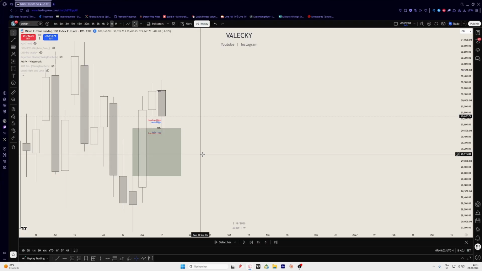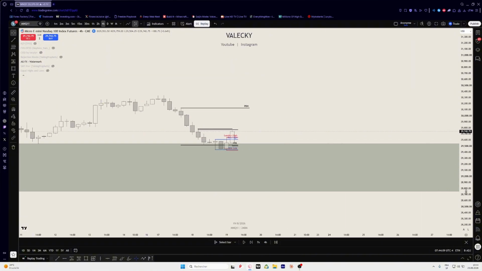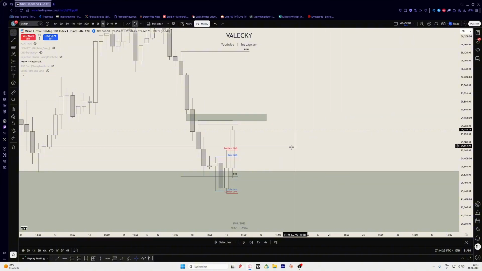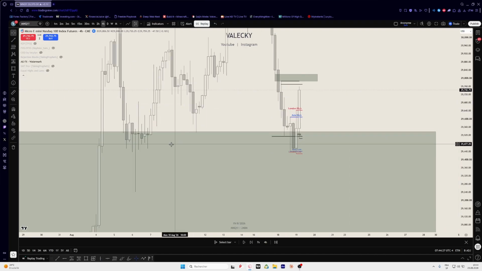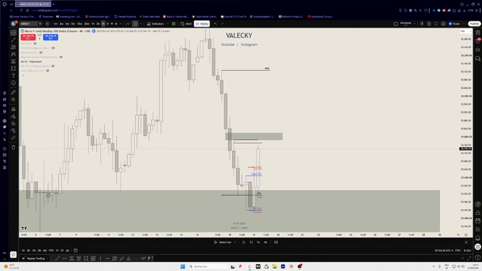For example, if price is trading directly below a 4-hour fair value gap, it's much more important to me than a fair value gap that's far away from current market. Like, we're not going to care about this fair value gap here, even though we tapped it, or this fair value gap. Do not care about it, alright?